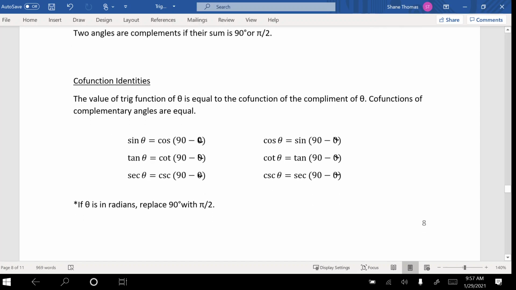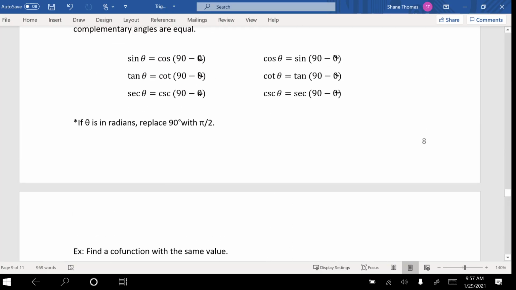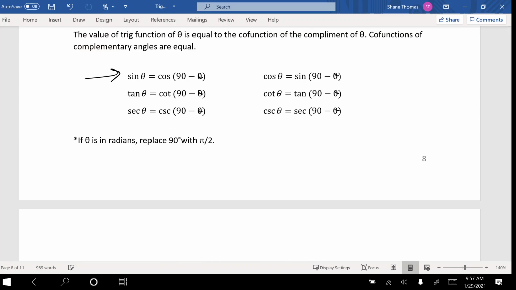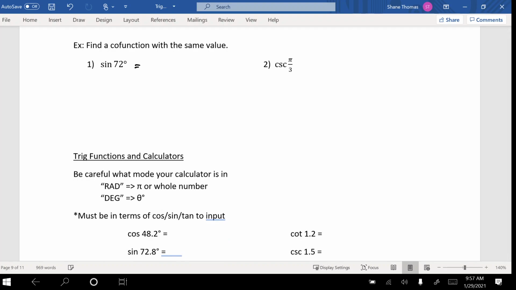You guys good? All right, so we're going to find the cofunction with the same value. So right there, I have the sine of 72 degrees. If I want to find the cofunction, the cofunction of sine is going to be cosine of 90 minus that, right? So the sine of 72 is equal to the cosine of 90 minus 72. What's 90 minus 72? 18. Therefore, the cosine of 18 degrees would be the same exact value as the sine of 72 degrees. Okay.